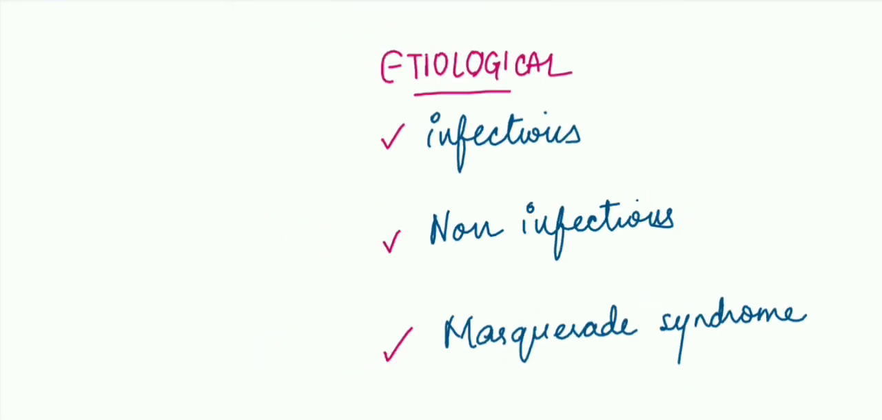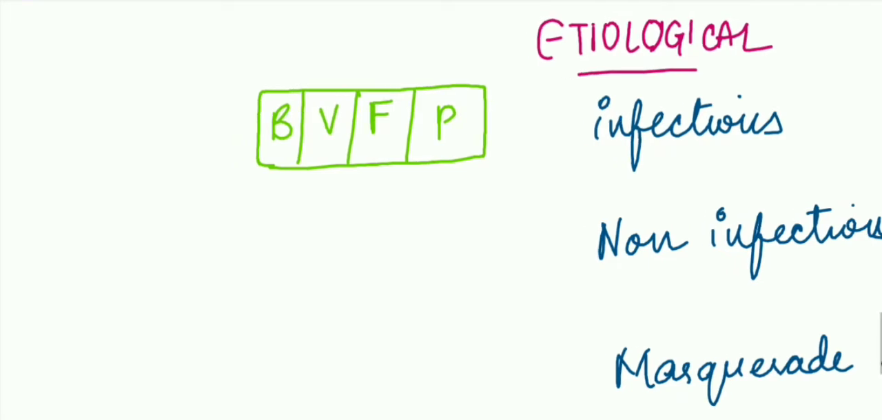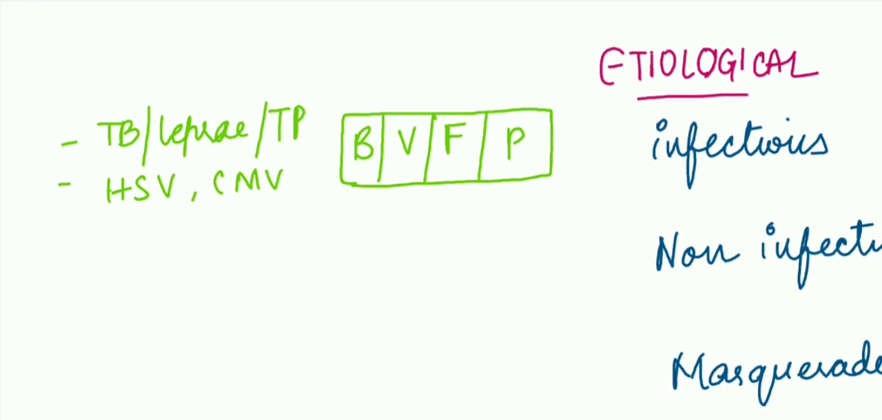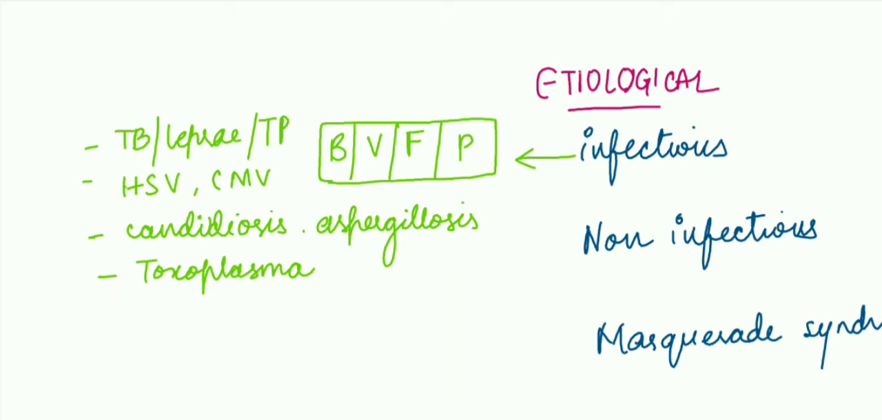Let's first see infectious. Under infectious causes, we can have bacterial, viral, fungal, or parasitic. Let's talk about a few of these important causes. Under bacterial, we can have TB, leprosy, and syphilis, that is Treponema pallidum. Under viral, we can have CMV and HSV. Under fungal, we have candidiasis and aspergillosis. And under parasitic, we have toxoplasma. So among all of the causes, these are important to be remembered. That is about infectious uveitis.